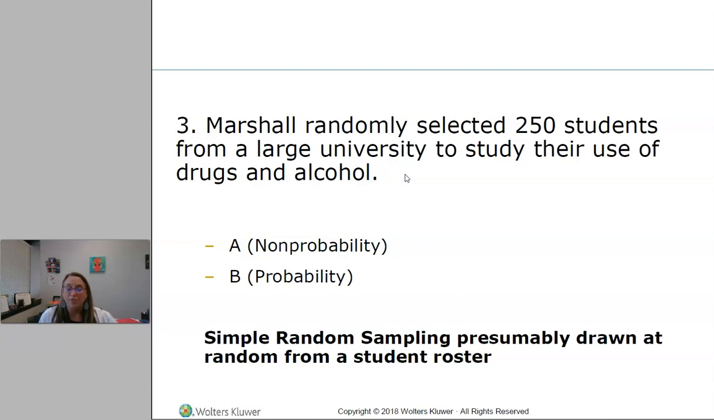That means I would have gotten with the registrar's office and gotten a numbered list of every student currently enrolled in this university. And then I would have randomly chosen numbers and found the students' names who correspond to those numbers and invited them to be in my study. So that is it. That was the beginning of chapter 10, the sampling portion.